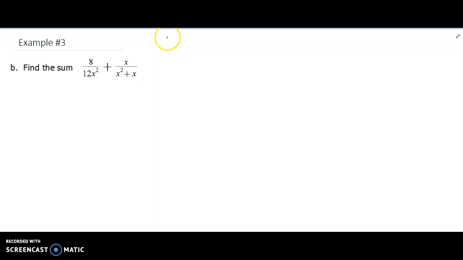So I'm going to find the least common multiple of both of these. So on the left, I have a 12x squared. That cannot be simplified anymore. And on the right, I have an x squared plus x, which can be simplified to x times x plus 1. Okay, so my least common multiple, or my lowest common denominator, is, well, I have a 12x squared.